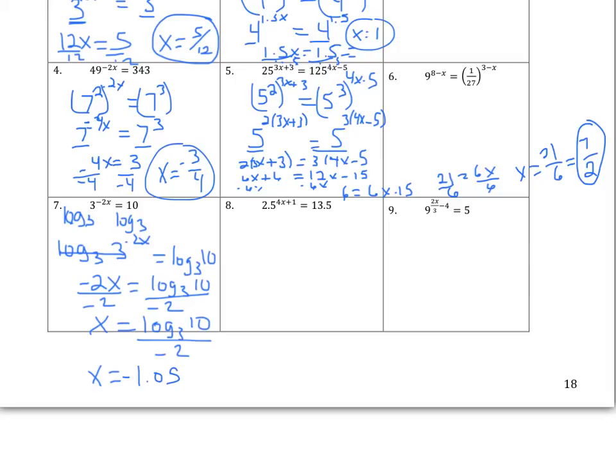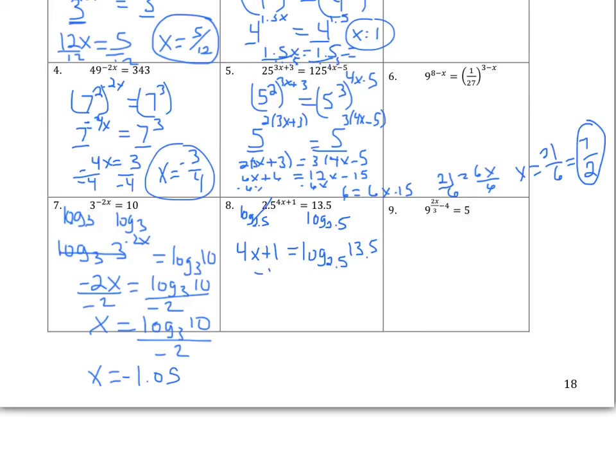So 2.5 and 13.5, I'm not really going to find an exponent for them to be the same. So I'm going to take the log base 2.5 of the left and the log base 2.5 of the right. And I know if I take the log base 2.5 of 2.5, that's 1. So I end up with 4x plus 1 on the left. And then on the right, they don't cancel out. Log base 2.5 of 13.5 is just that. We're going to have to calculate that later.